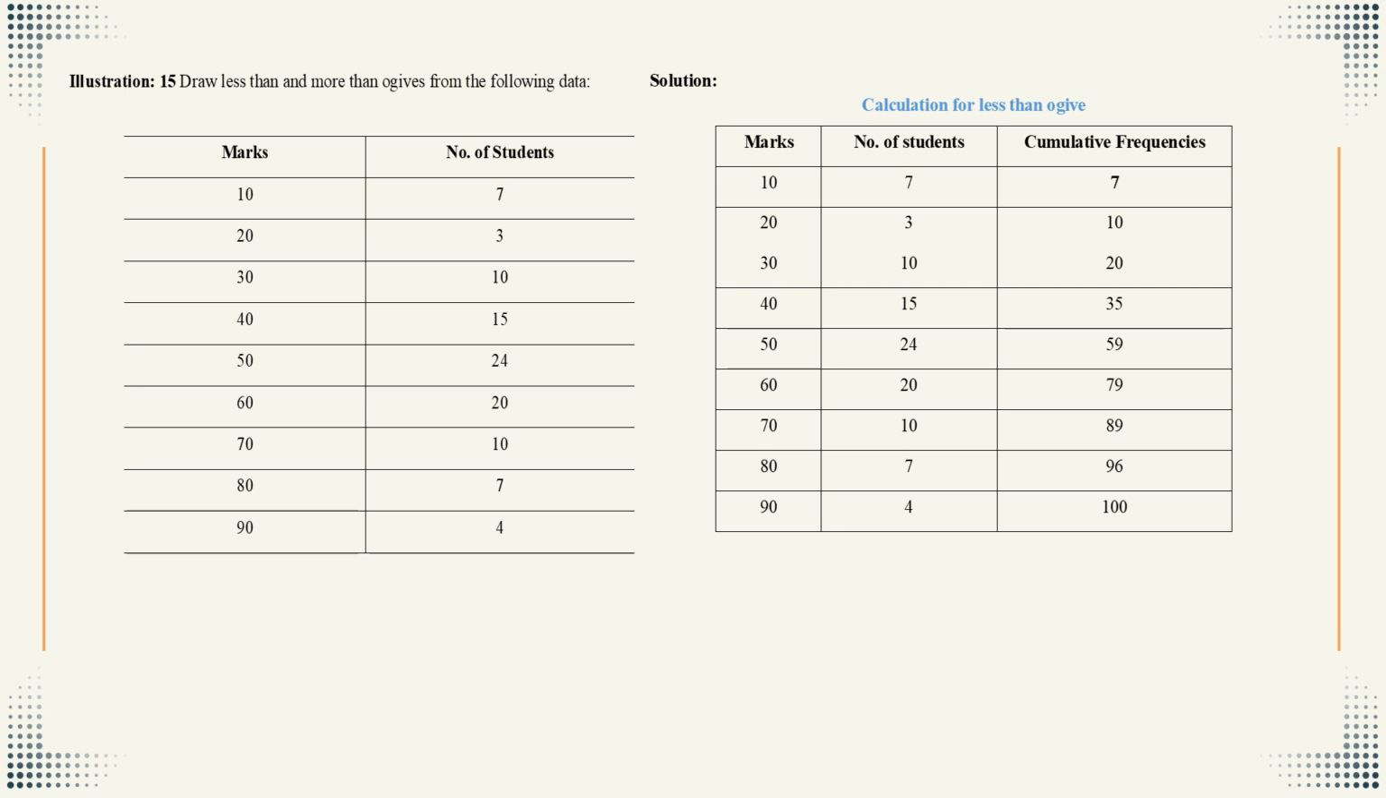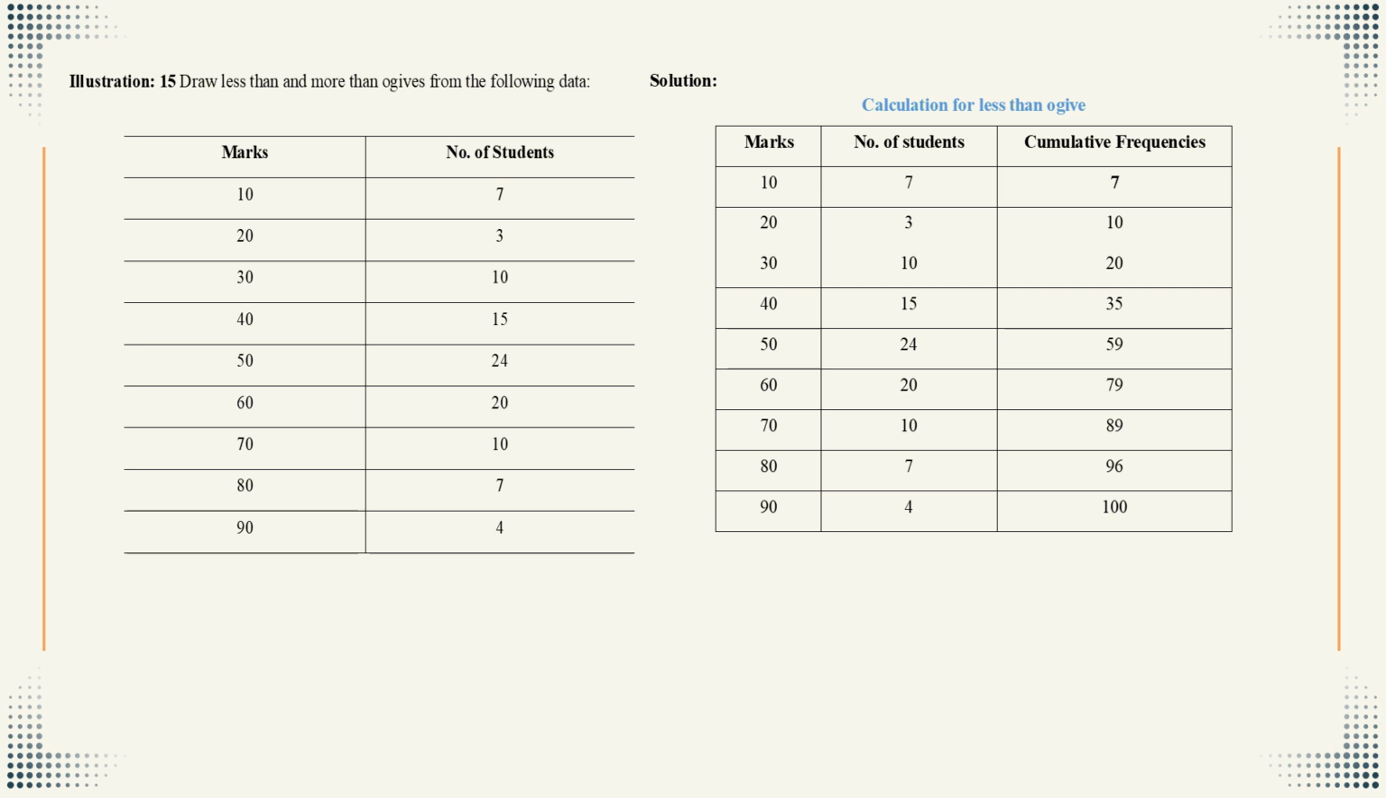To explain the concept, illustration 15 is given, that is, draw the less than and more than ogives from the following data. Marks have been given and number of students have been given, represented in the second column. And here the cumulative calculation for less than ogive means, from the starting point, as it has been given in the problem, take the marks and number of students from the first and second column. Then calculate the cumulative frequencies.